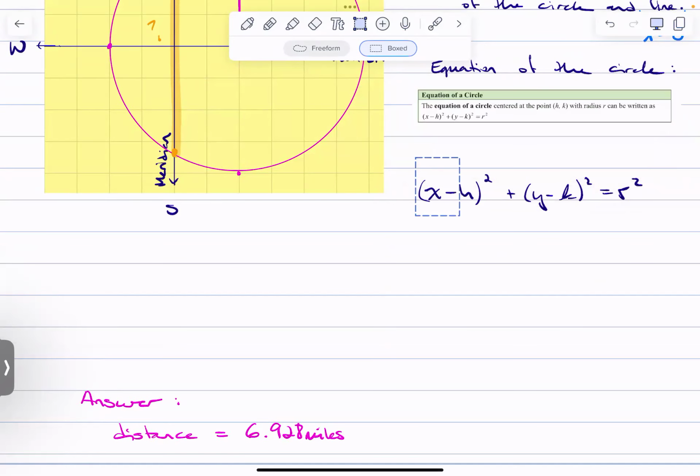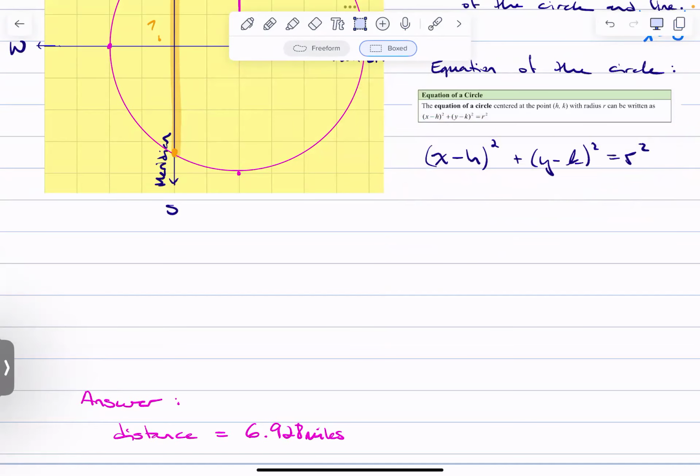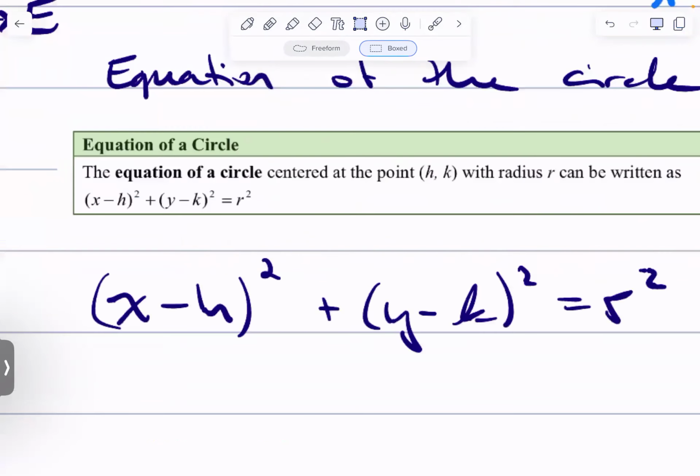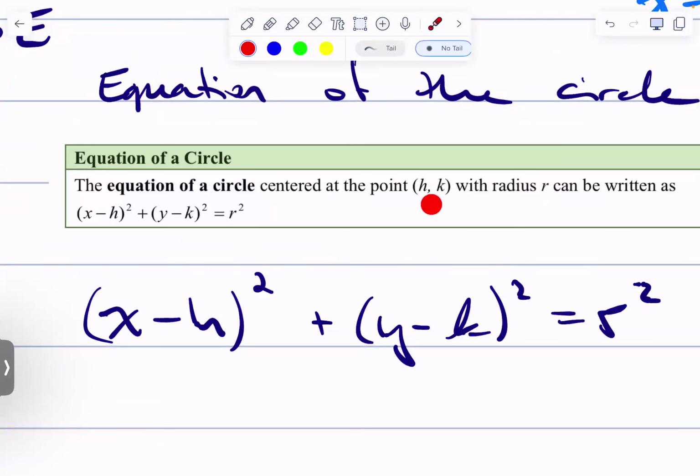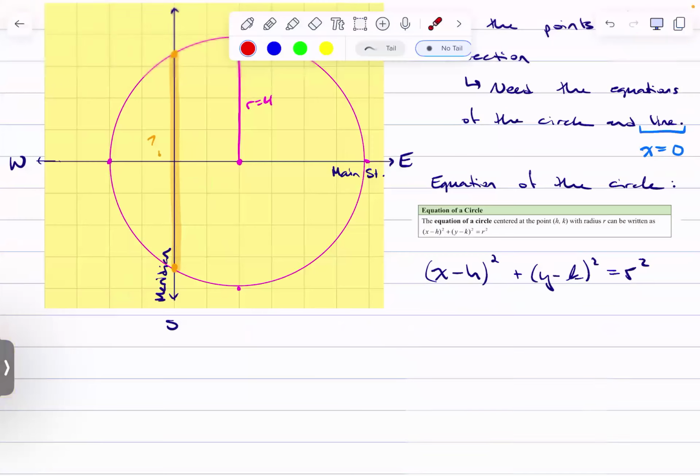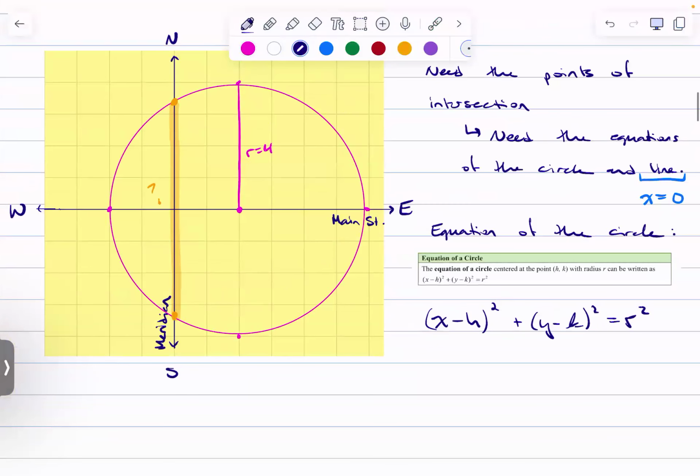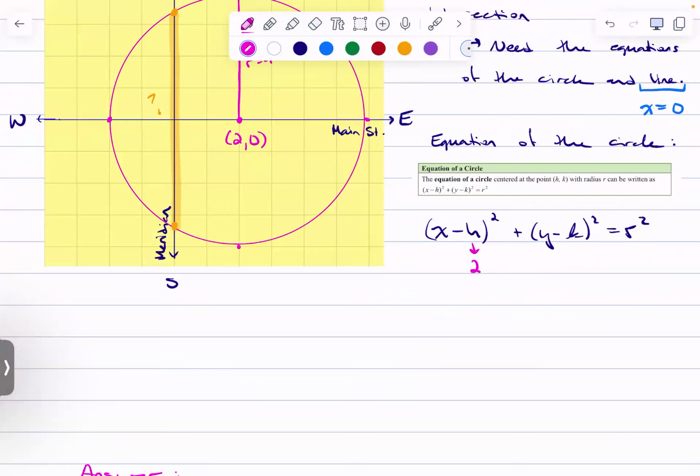Make a mini version there. We already wrote it out: x minus h squared plus y minus k squared equals r squared. Now, this is for a circle centered at (h, k). For us, where's the center of our circle? Our center is at x is 2 and y is 0, which means my h is 2 and my k is 0.